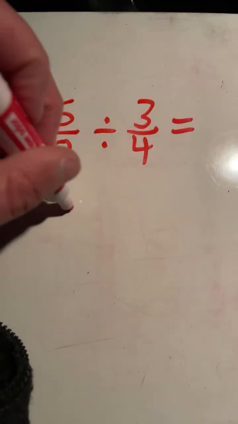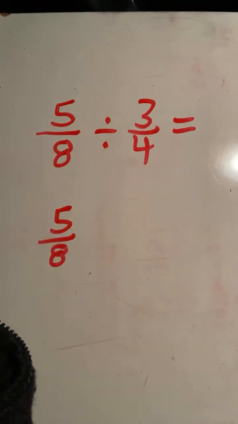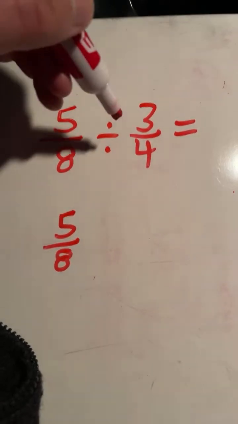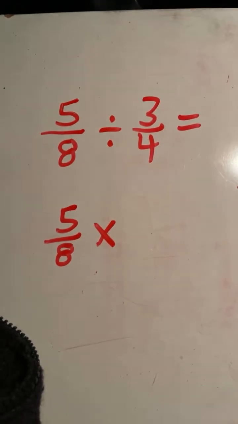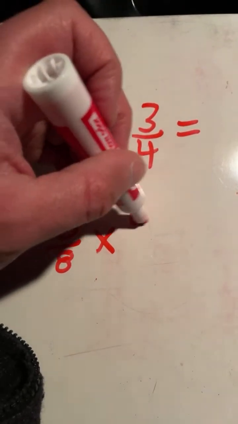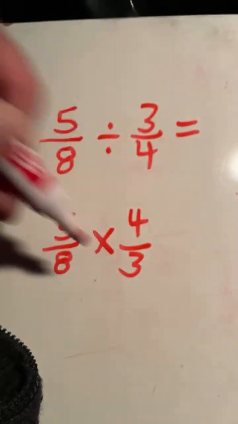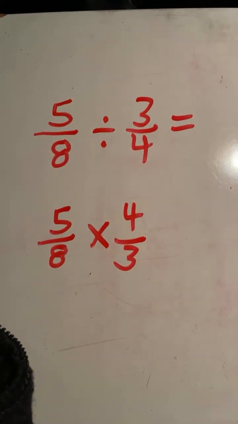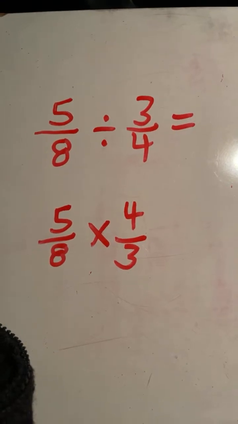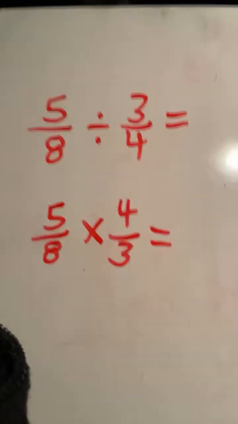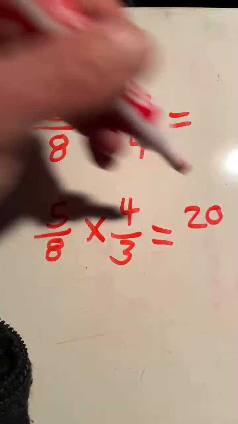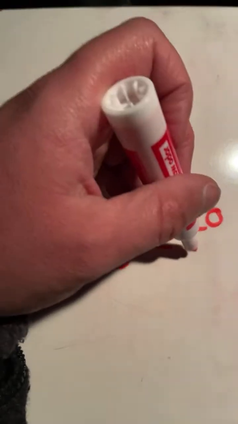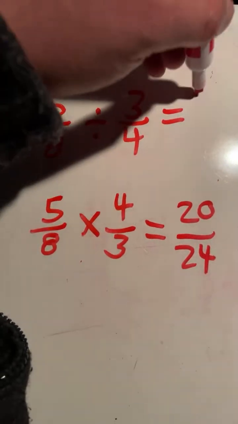So step 1, we keep. 5/8 stays exactly the same. Step 2, we change the sign, division to multiplication. Step 3, we flip. So instead of 3/4, we have 4/3. Numerator becomes the denominator, and the denominator becomes the numerator. Now the final step is we multiply. 5 times 4 equals 20. 8 times 3 equals 24. Our answer is 20/24.